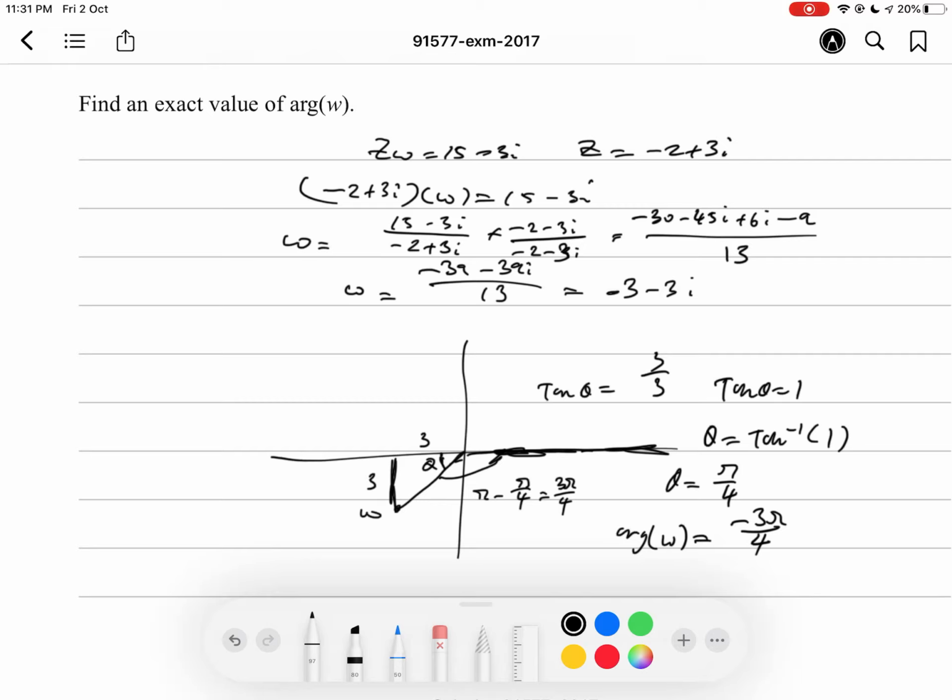Alright, and that should be our final answer. Okay, so the argument of w is negative 3 pi over 4, and that should give us a merit grade. To get an achieved grade, you have a correct expression for w. So getting w equals negative 3 minus 3i is an achieved.